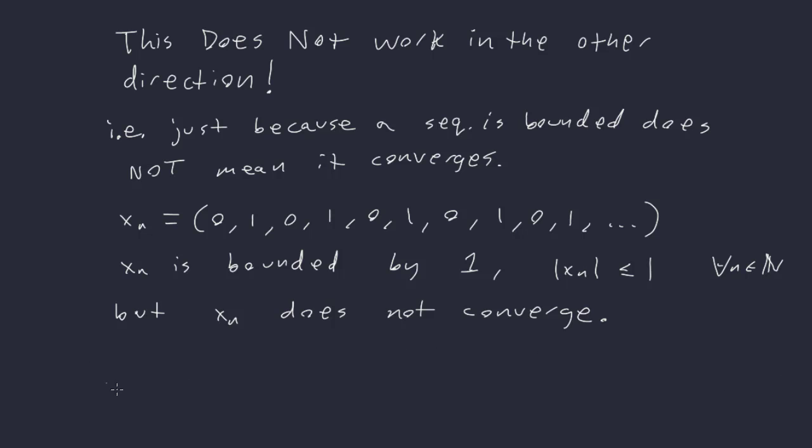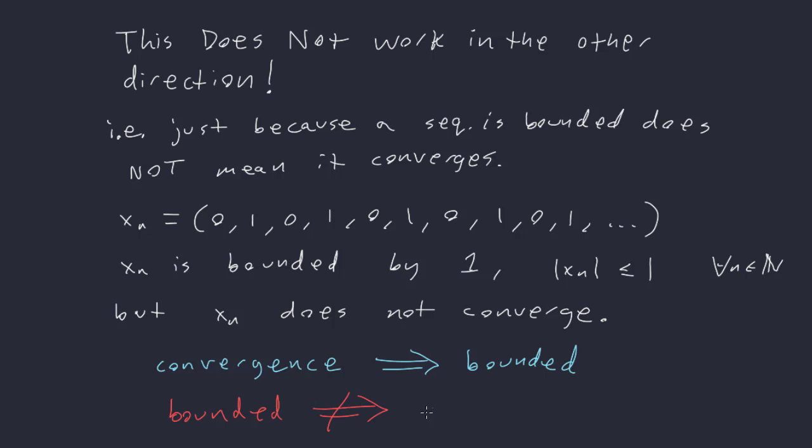So keep this in mind: convergence implies bounded, but bounded does not imply convergence. That's a common mistake I see. So just keep in mind that if the sequence converges, then it's bounded. However, just being bounded is not enough. We will get to another condition, that if it's bounded and something else, then we can get convergence. But yeah, just being bounded is not enough.